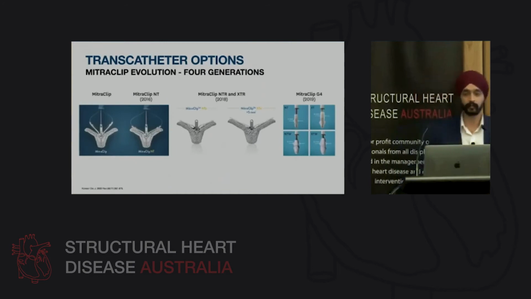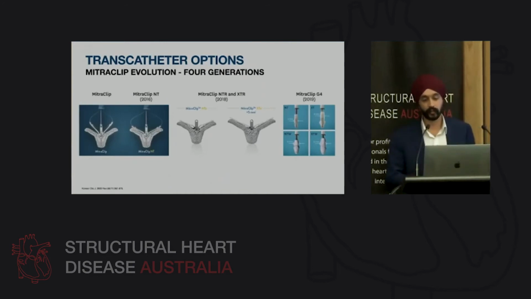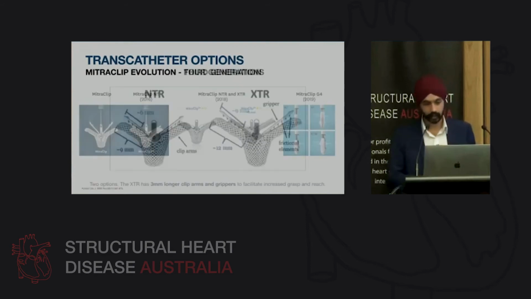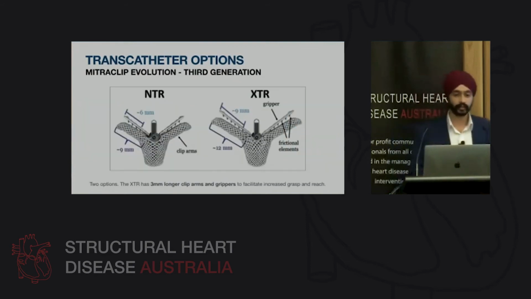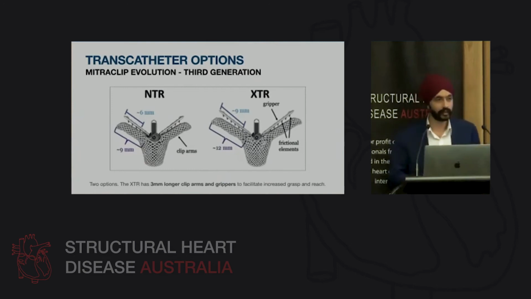In terms of the mitral clip, which we have the most experience with, we're now at the 4th generation of the mitral clip. We started off with the classical mitral clip, which you can see on the left, and over generations, it's improved. Currently, what we have available to us in Australia is the 3rd generation mitral clip. The 3rd generation mitral clip was the first one which included 2 sizing options. So there's the NTR and the XTR. The XTR has 3 millimeter longer clip arms, as you can see there, and it's got 3 millimeter longer grippers. That means that you can grab more of the leaflet, but you do need more leaflet to grasp, obviously, and it increases grasp and reach.